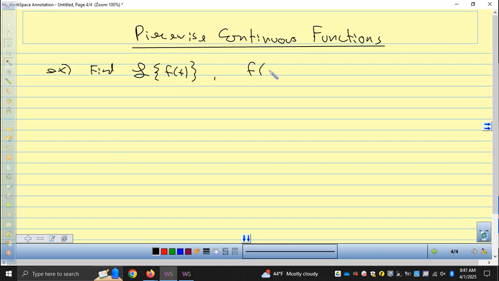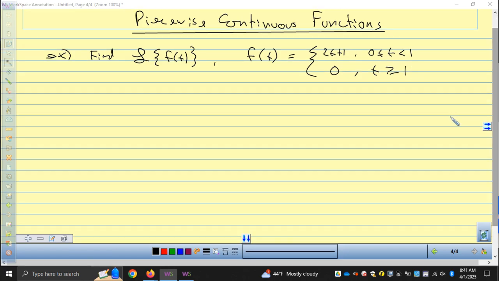where f of t is 2t plus 1 for 0 less than or equal to t less than 1, and 0 for t greater than or equal to 1. So we want to find the Laplace transform of this function. Piecewise continuous, we just have one discontinuity at t equals 1, and it's not an infinite discontinuity.